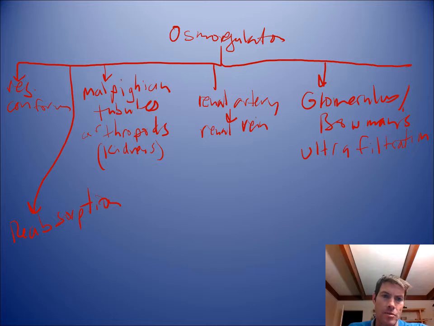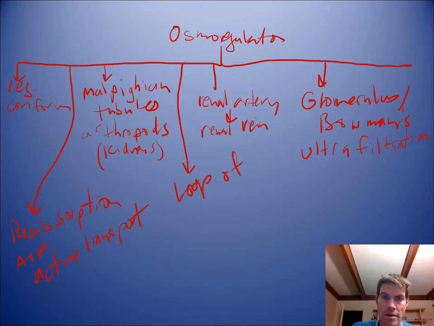And some of that reabsorption requires energy, or ATP. Do you remember what the process that uses ATP to transport is called? It's called active transport. Like some amino acids and sugars. That's selective. Something called the loop of Henle you'll need to know about. We'll be learning about the loop of Henle.